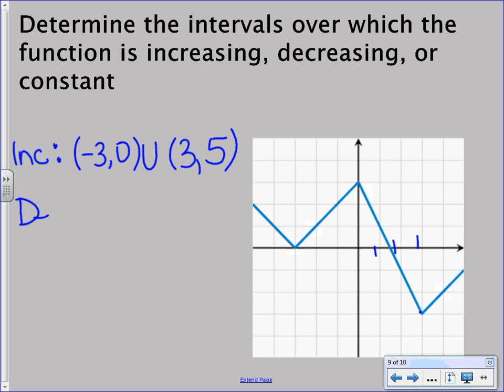Decreasing intervals. Where is this function decreasing? Zero to 3. Good. Where else? -5 to -3. Okay, so from -5 to -3, we're decreasing. From 0 to 3, we're decreasing. Okay, there are two.